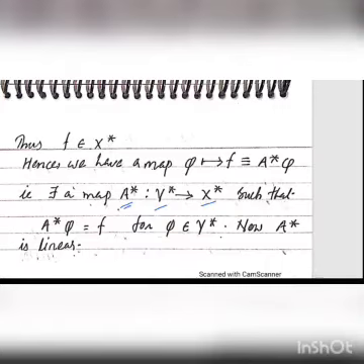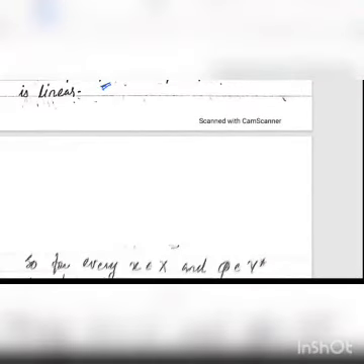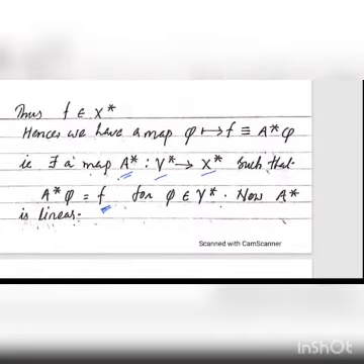Now A star is linear because A star is defined as A star of phi is equal to F, and F we have already seen that it is linear. So this is linear. Next we want to prove this is bounded. So for every x belongs to X and phi belongs to Y star, we have phi of Ax equal to A star phi of x, by definition. See here, A star phi of x, Y star containing your phi.